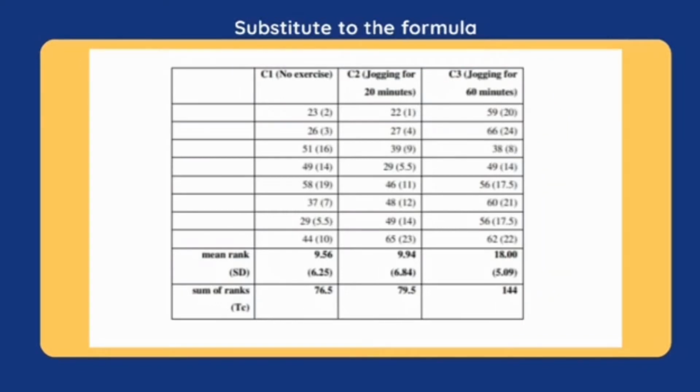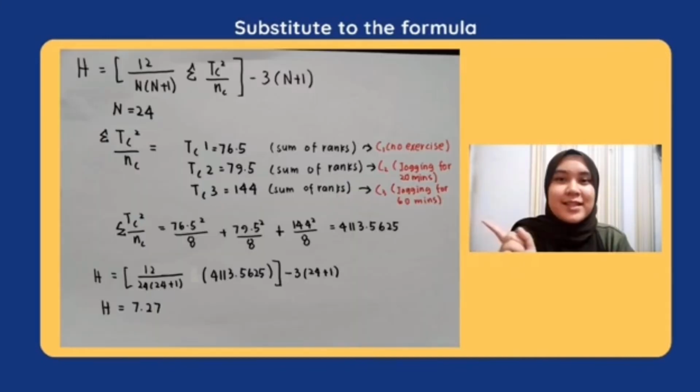TC is the rank total for each group. TC1 is 76.5. TC2 is 79.5. TC3 is 144. NC is the number of participants in each group. NC1 is 8, NC2 is 8, and NC3 is 8. Here is the solution.